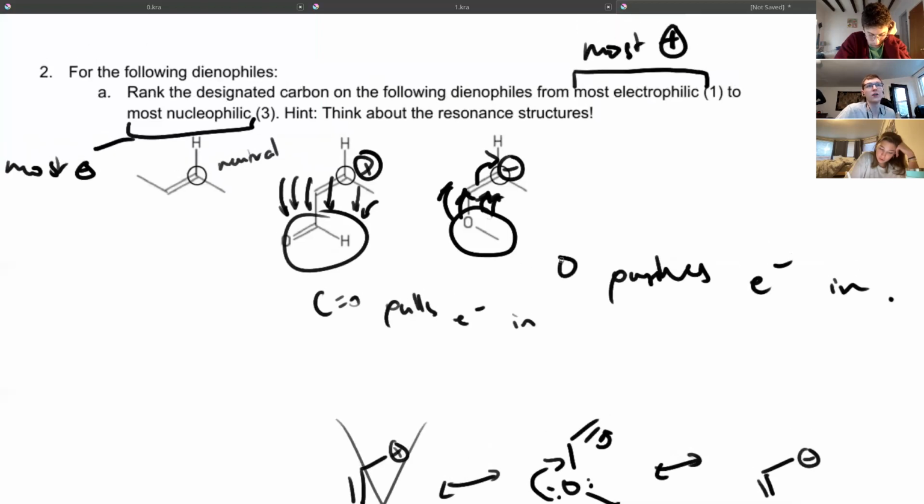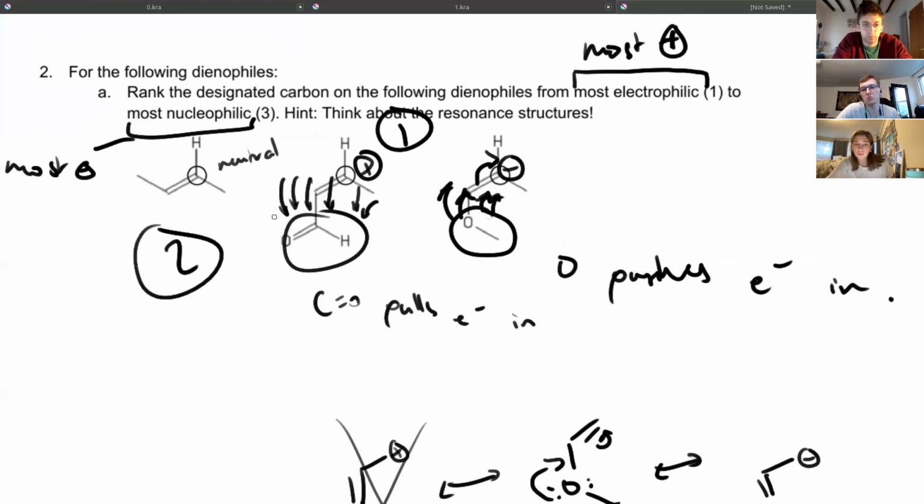Okay. So again, we're going most positive to most negative. Okay, most positive would probably be the one that can actually hold a positive charge. Nothing crazy. In the middle is going to be this one, which doesn't have any kind of special resonance structures. And then most negative is this guy over here.